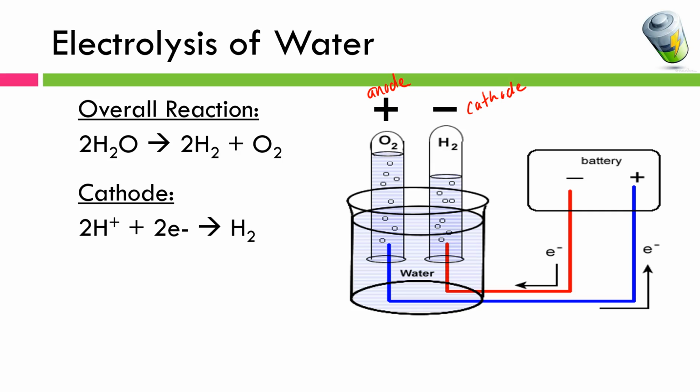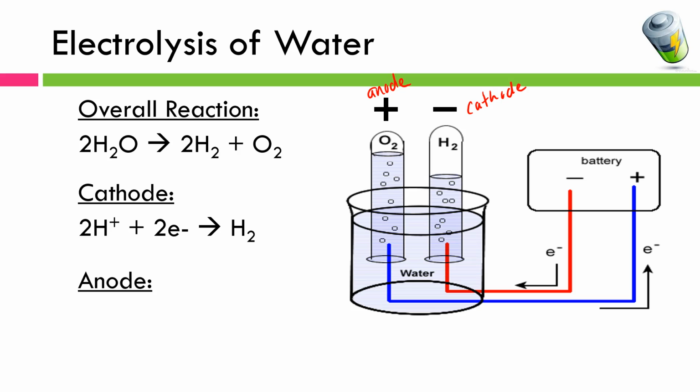So we're going to write it as this. We've got 2H plus 2 electrons will yield just hydrogen gas. If you wrote this as just H plus electron yields hydrogen, that's technically not correct, but you've got the right idea. We have to show hydrogen ions gaining electrons.